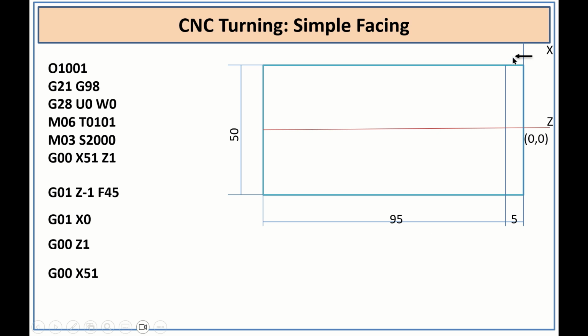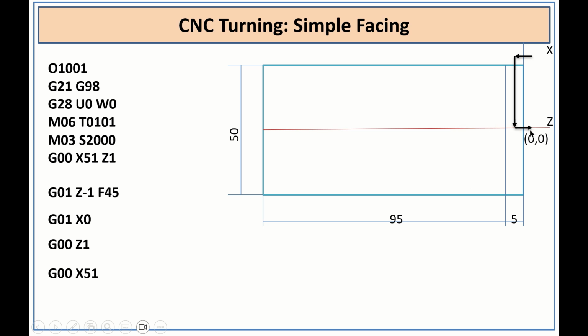And from here if I want to do facing operation, tool should come to the center of the Z axis. So now I need to write X is equal to 0 so that the tool will move from this position till the Z axis where X is equal to 0. Then it needs to go from here to here. That means again it is G00 rapid travel Z1. Where is Z1? On the same point, so it will go to that position.